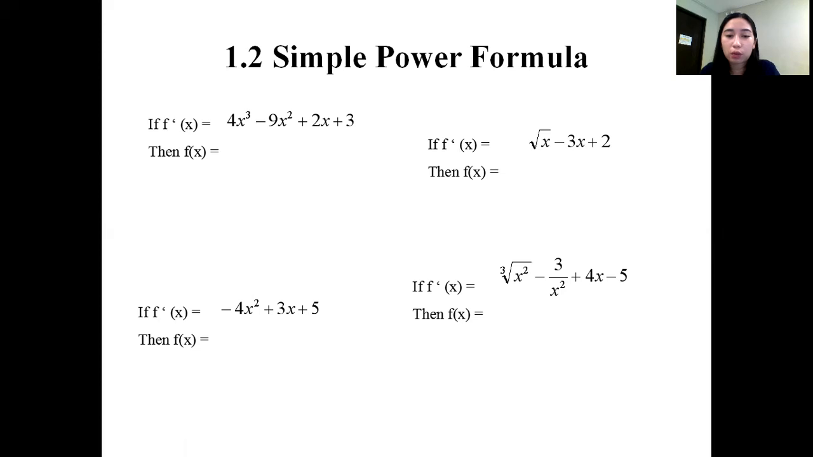So another, the next topic will be the simple power formula. So mao ni siya katong formula nato kaganina na gigamit, no? This is the power formula. So, if f prime of x is 4x cubed minus 9x squared plus 2x plus 3, so ang iyahang function dayon ana, ang atong kwaon ang iyahang antiderivative, di ba? Katong opposite. Kung naka-given na mo ni siya ang imong derivative, imo daw siyang ibalik sa original na formula.